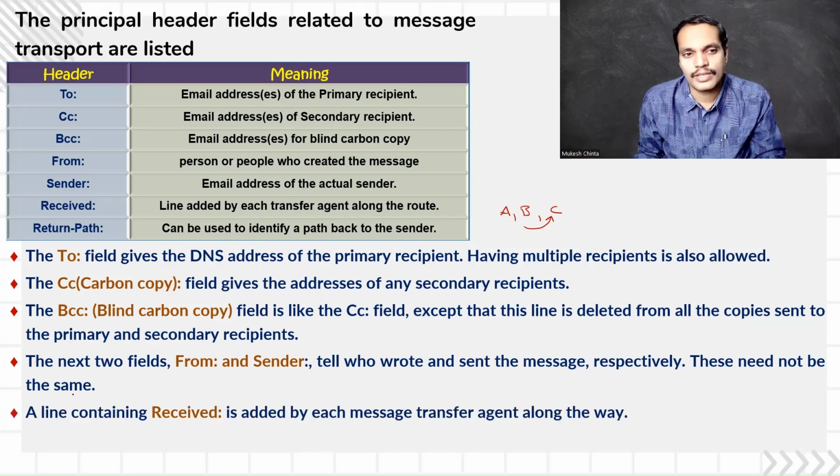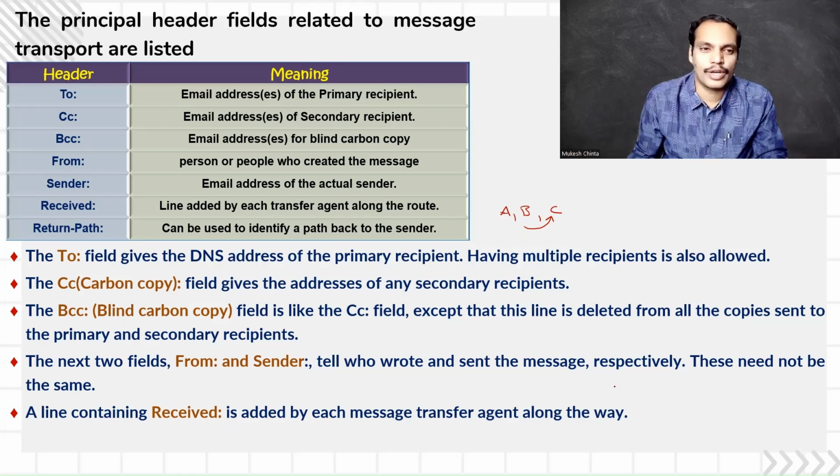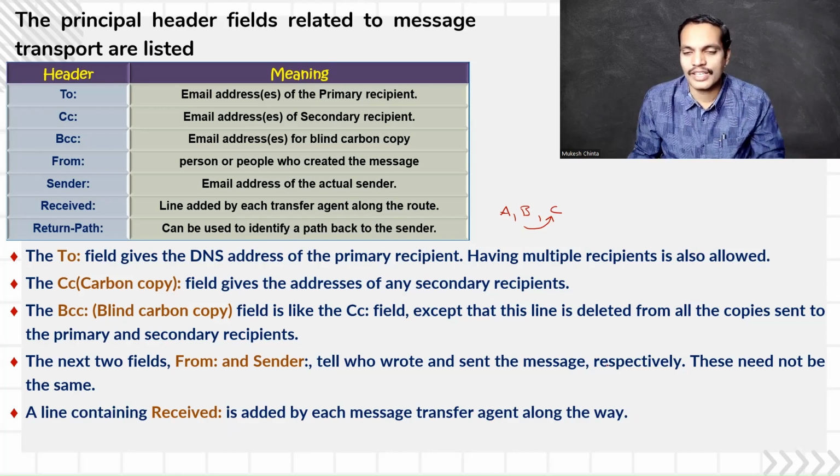So next one is a line containing received, which is added by each message transfer agent along the way. This is usually used so that each and every message transfer agent will add its own identity and the timestamp when this message is received. All those parameters are added into this particular path.